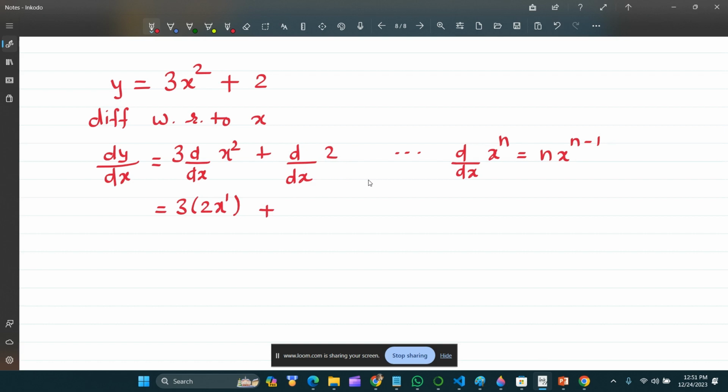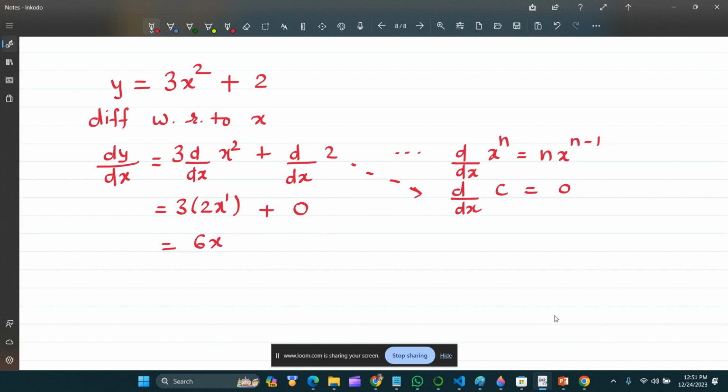This is only a constant number. So for this we have to use the formula: the derivative of a constant is equal to 0. Now the answer will be 6x.